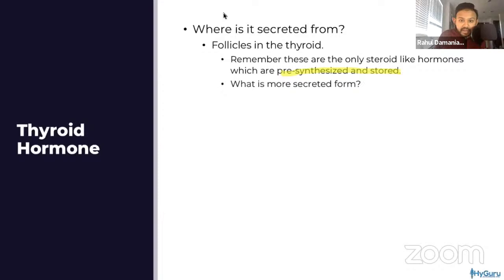Now, what is the more secreted form? That's going to be T4. And remember that that's going to get peripherally converted via 5' deiodinase into T3. What is the rate-limiting enzyme for thyroid synthesis?